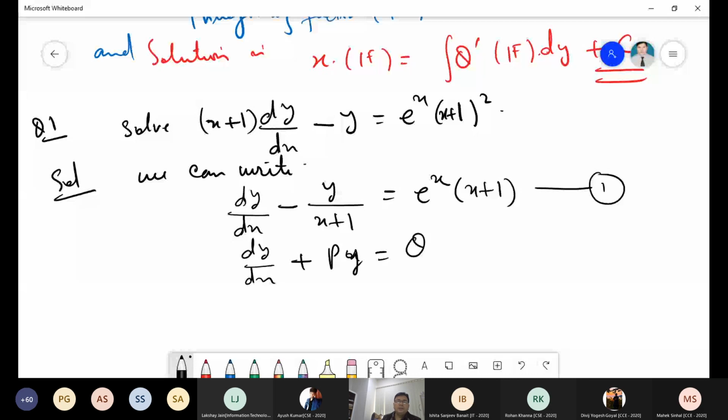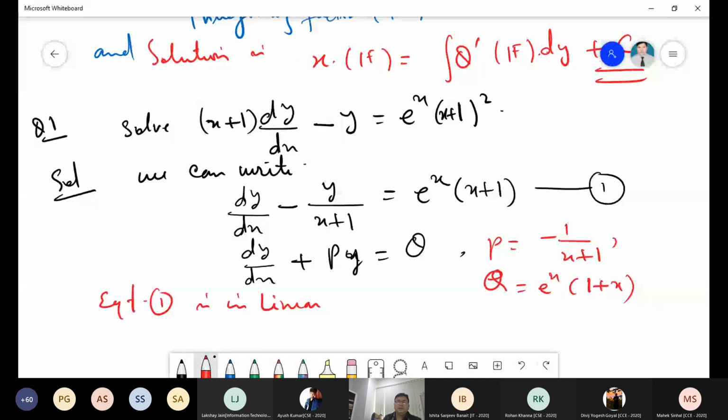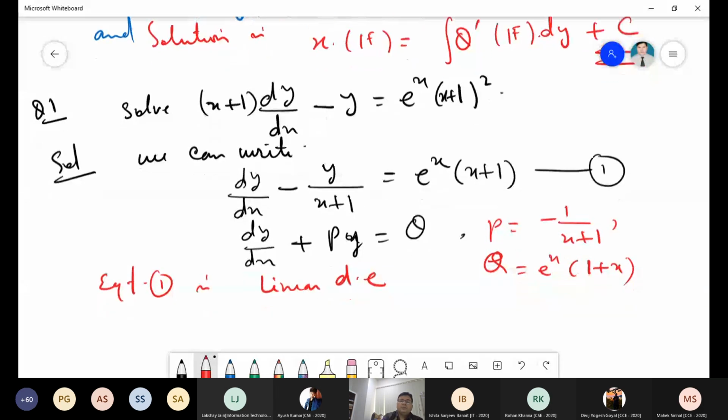So here, what is P? P is minus 1 by (x+1), and Q is e^x into (1+x), or (x+1), right? This is in linear form. Equation 1 is in linear form, so it is a linear differential equation.